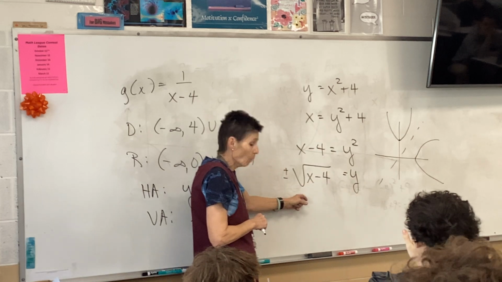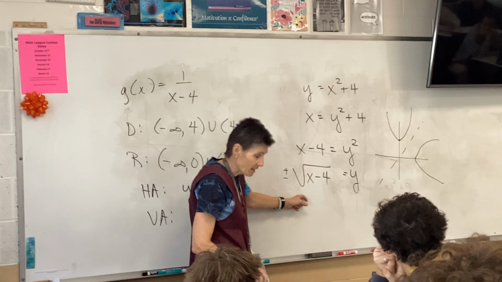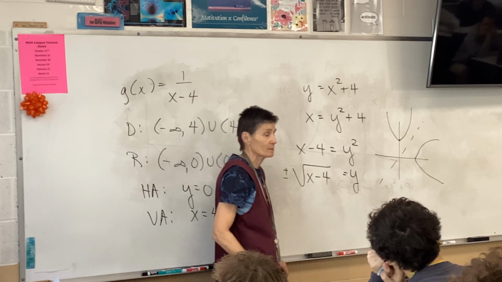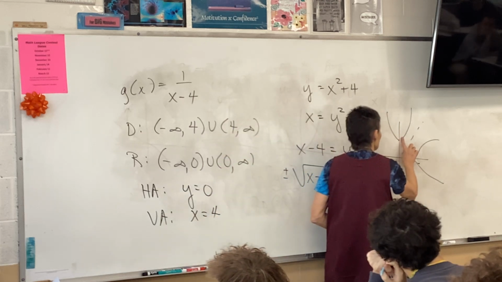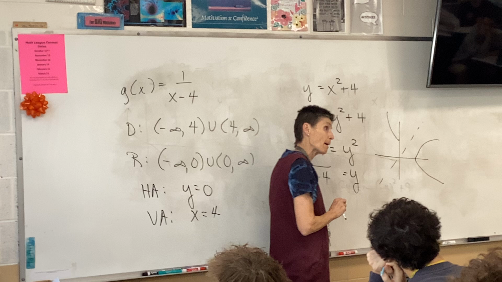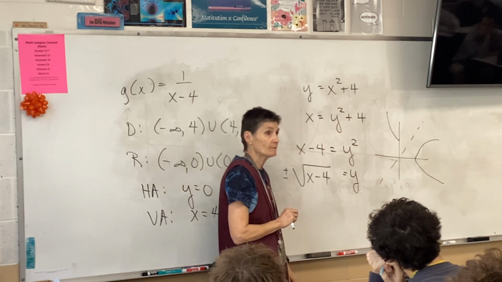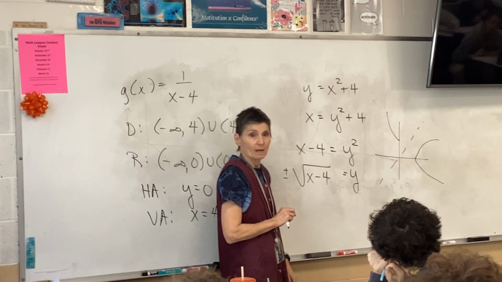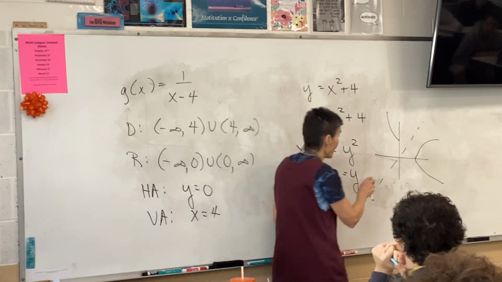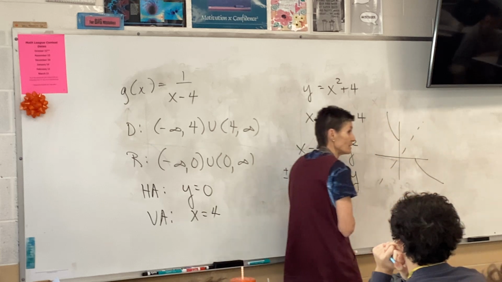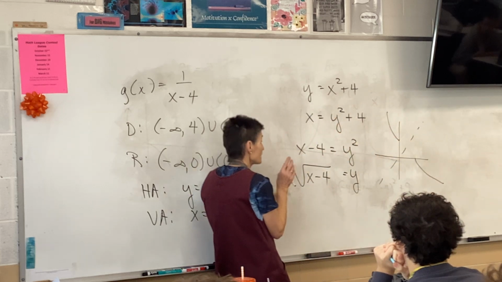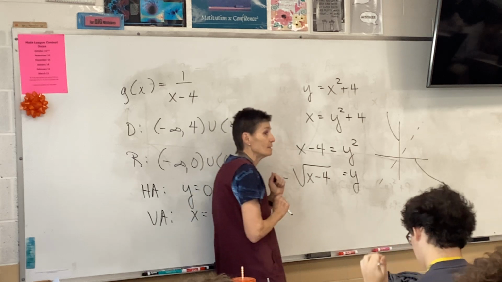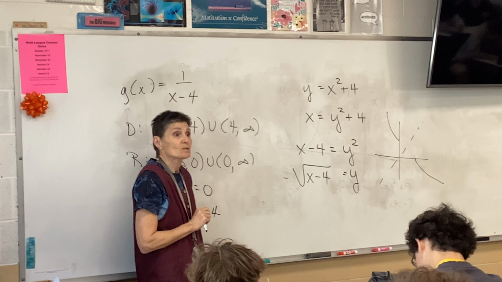Now, what does it mean that in the original, x had to be less than or equal to 0? That means in the original, I was only allowed to look at that part of the parabola. But what does that mean for the inverse? I'm only going to be able to look at this part of it. So instead of technically, algebraically, that's plus or minus, I only want the negative piece because y has to be negative.